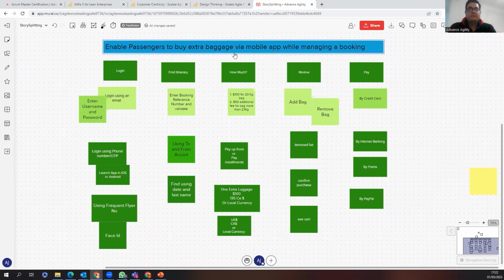Now, this feature, if you break it into stories, the first step is to check whether it has a workflow or not. So login: first if you want to book the extra baggage, we have to log into the mobile app. Then we have to find the itinerary. Then we have to find how much extra baggage we want to buy. Then we review it and then we pay. So once we write down all the steps, then we can ask all the team members who are participating in this workshop: everyone, write all the stories that you want based on these activities.